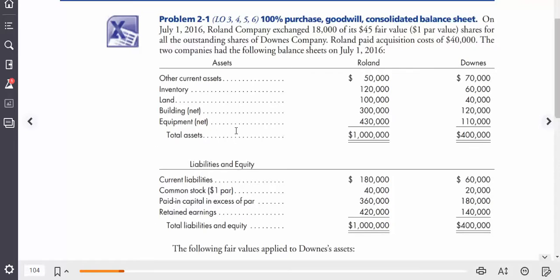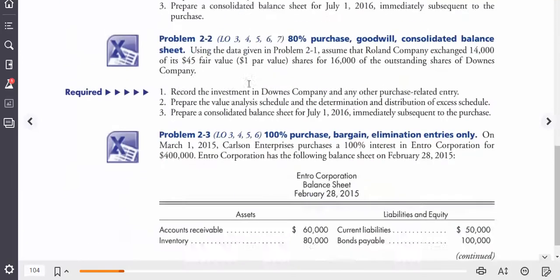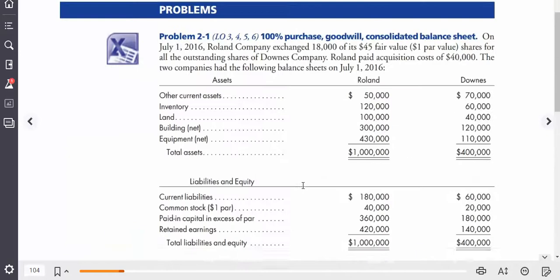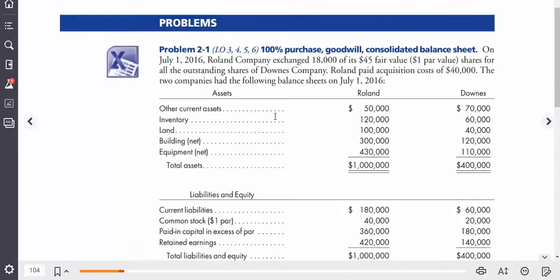This week you have three problems that are due. You have a problem from chapter one, that would be problem 1-13. You have problem 2-1 and problem 2-2. And you can see 2-1 and 2-2 are the same company, just different ownership percentages. So they just changed how much was purchased.